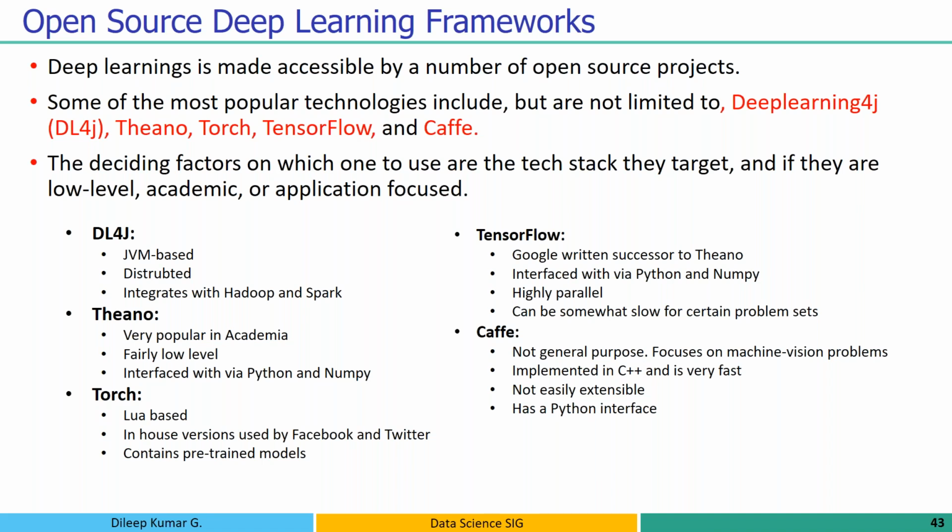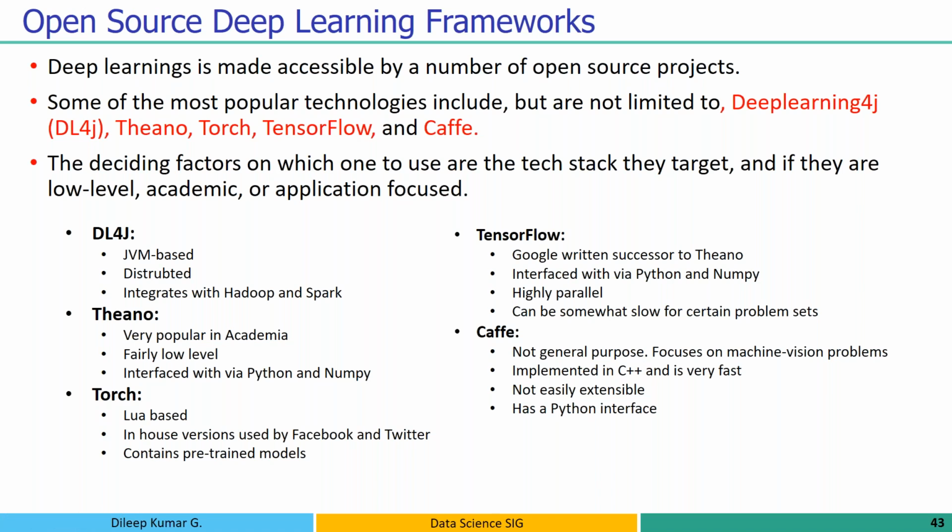Torch is also an API, but you need to learn the language Lua. Lua is one language, and it has been used by Facebook and Twitter, and it has some pre-trained models which you can use. And TensorFlow is written by Google, the successor to Theano.